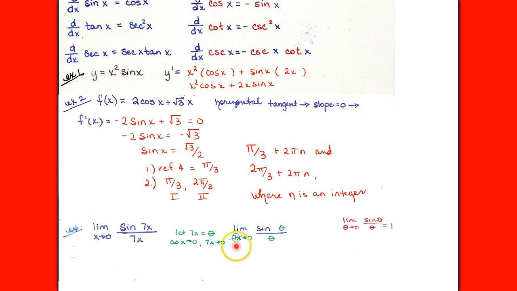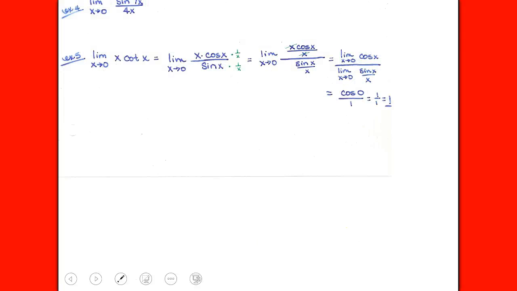So now we can say, okay, 7x or theta is approaching 0, so now I have a perfect match for that formula, and I can say that limit would be equal to 1. All right, let's apply that then to example number 4. Because example number 4 says find the limit of sine 7x over 4x as x approaches 0.